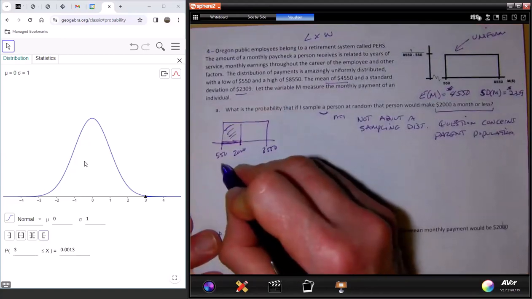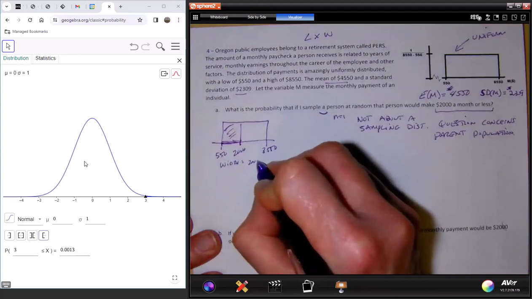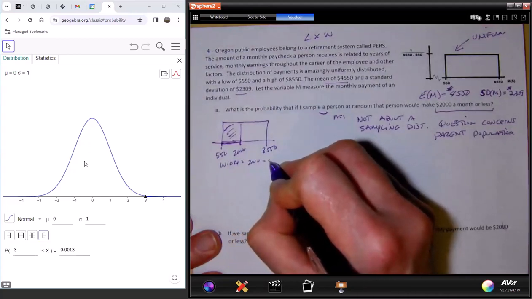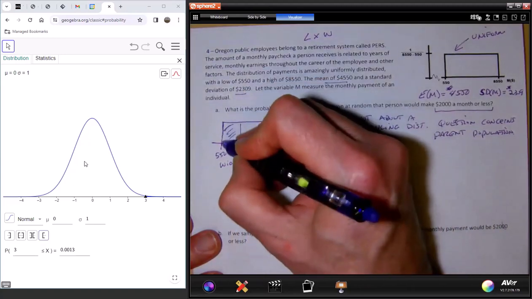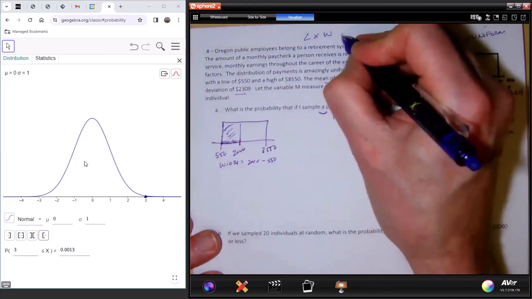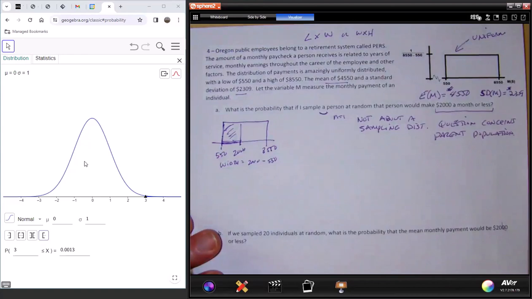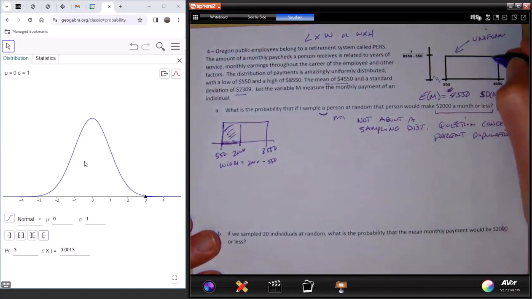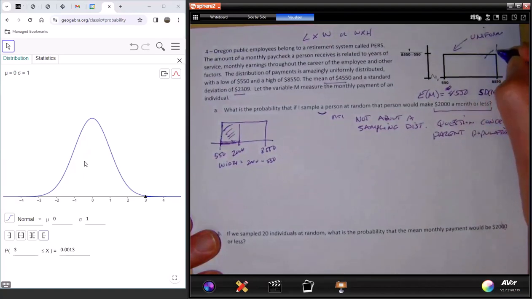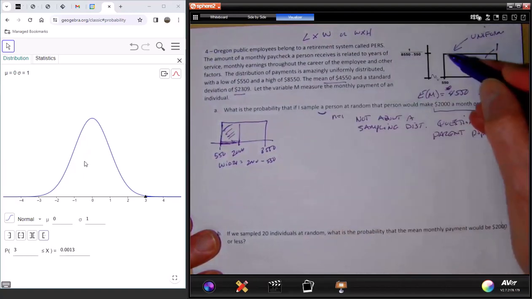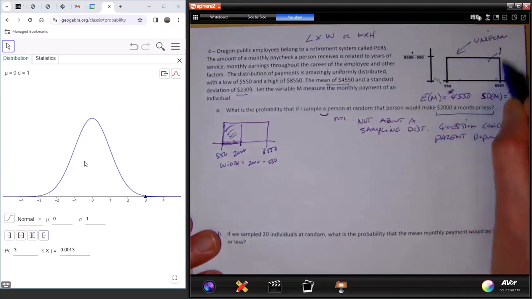Well, look, the width is 2,000 minus 550. That's the width of this right here. But what about the height? Length times width, or width times height, however you want to think, it's just a multiplication of these two. Remember, this represents the entire population, so the area here is 1. If I multiply this height times this width, the answer is 1.